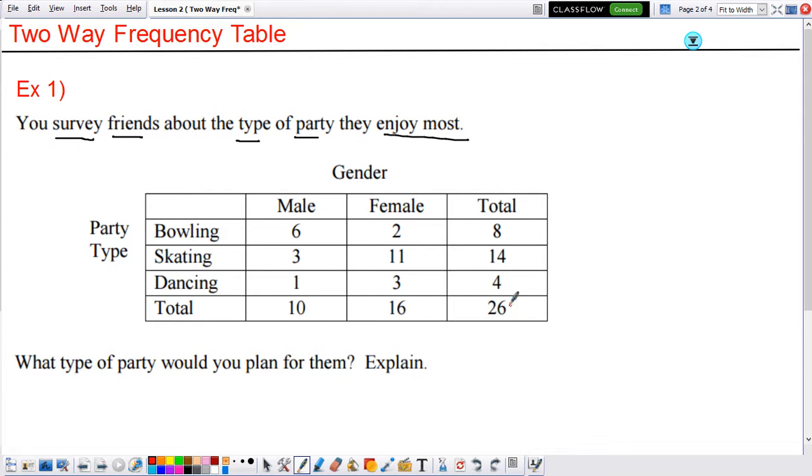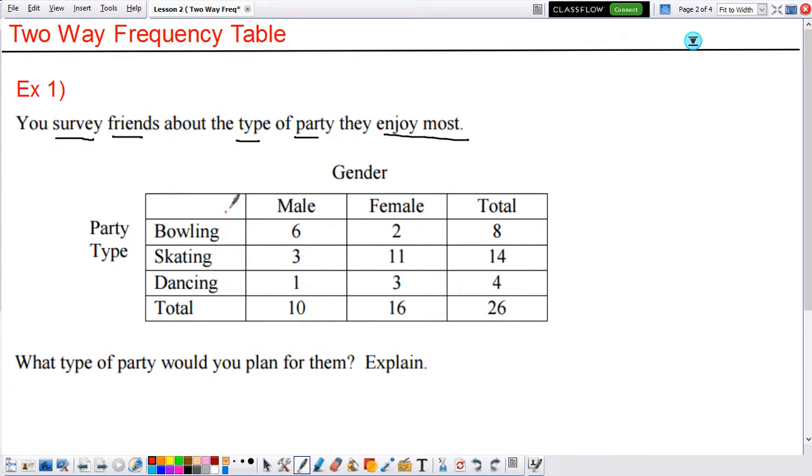And usually at the end, you're always going to have a total column. Now, how do we get these numbers? 8, 14, 4, and 26. You get 8 because if we're talking about totals, you need to take the male and female in consideration. So there was a total of 8 who answered bowling because 6 males answered bowling and 2 females answered bowling. You add them up, you get 8, and so on for the other groups. Here we get 4 because there were 3 females and 1 male who answered dancing. So this is how you read this kind of a table.